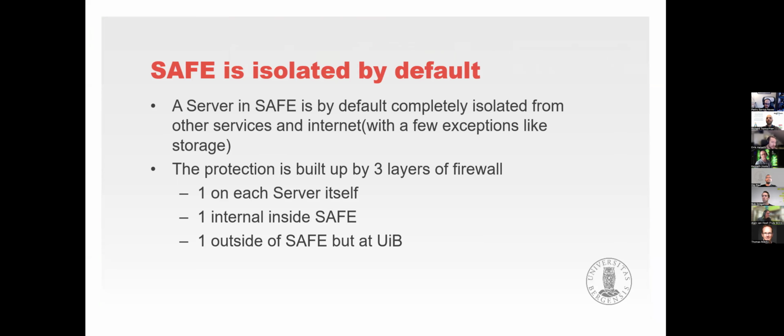So SAFE, just a little bit of background about what SAFE is. In SAFE, you get your own server that is by default completely isolated from other services and the internet. There are a small number of exceptions, like network attached storage areas and some software packages coming from a system called SSM. And that protection is built up by layers of firewalls, primarily three: one on the server itself, one internally inside SAFE, and one on the outside of SAFE, but at the UIB layer.